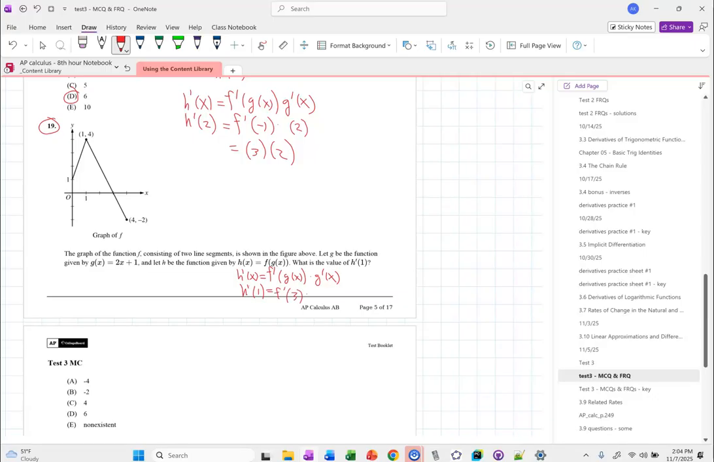And then I need g prime. What's that going to be? Or g prime of 1? It's going to be 2, right? Because g prime of x is just 2. It's a constant function, so it doesn't matter the 1. It's still going to be 2.